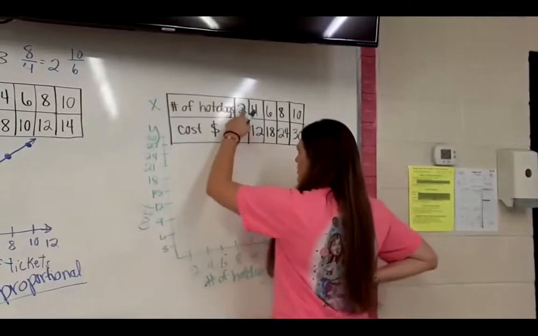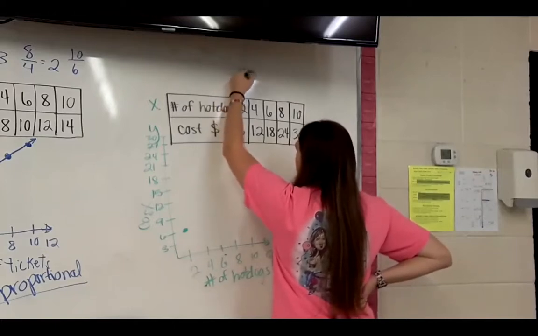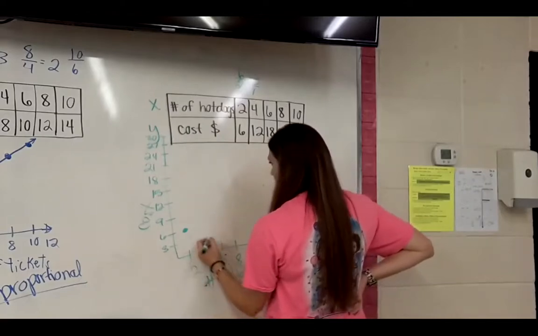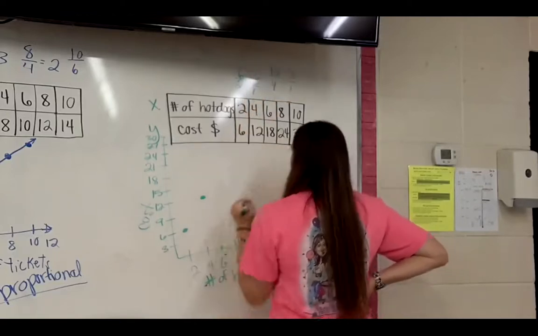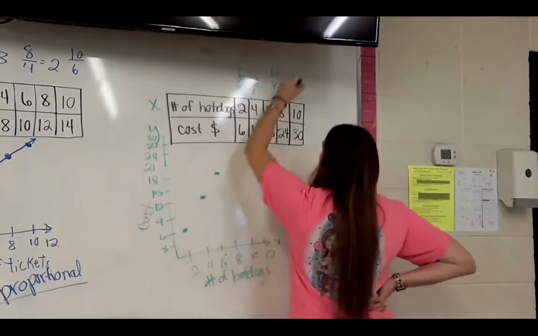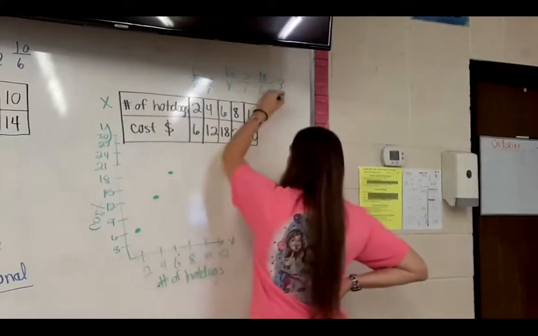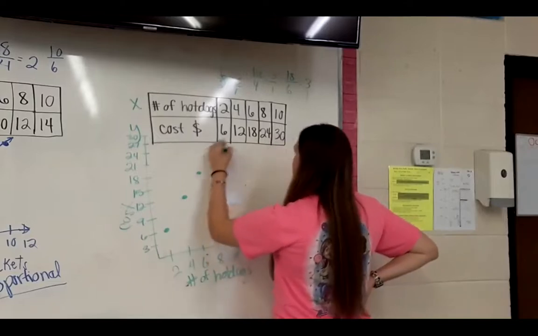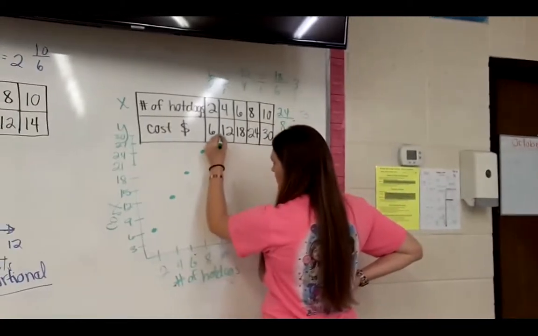Okay, so I have 2 hot dogs cost $6. Again, I could have 6 over 2. That's 3 over 1. Then I have 4 hot dogs cost $12. 12 divided by 4 is 3 over 1. 6 hot dogs cost $18. So 18 divided by 6 is 3 over 1. Sorry, I keep forgetting that over 1 because we're talking about proportional. 8 hot dogs cost $24. 24 over 8 is 3 over 1. And then the last one, 10 hot dogs cost $30.